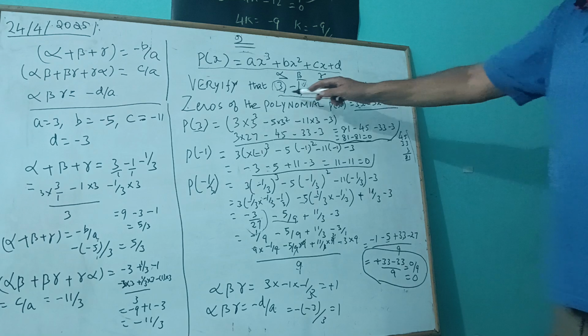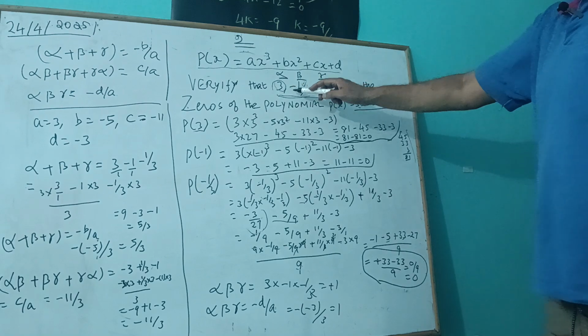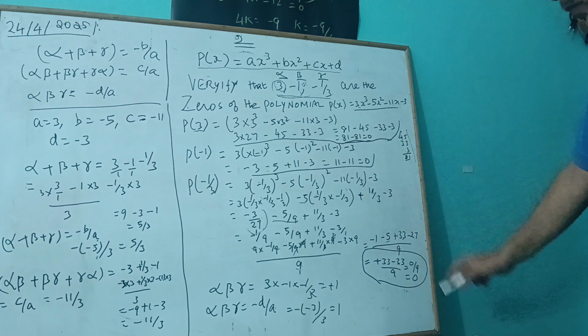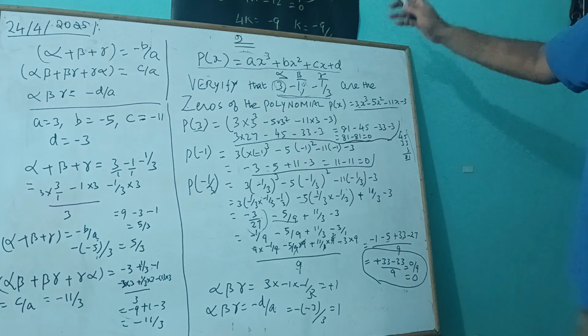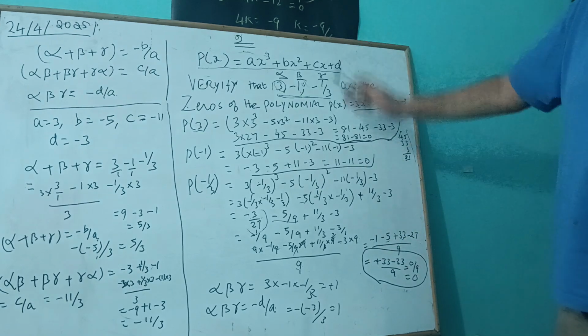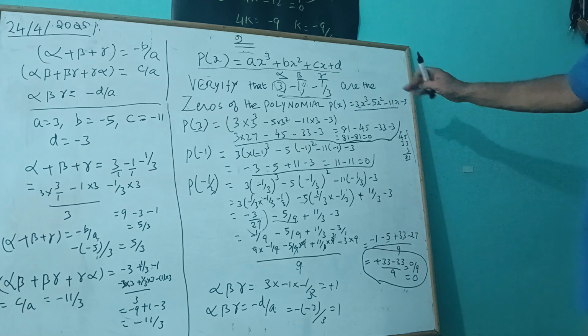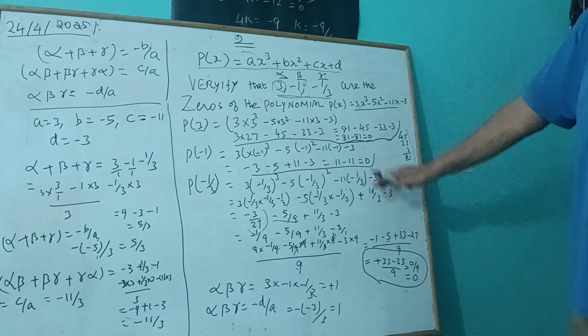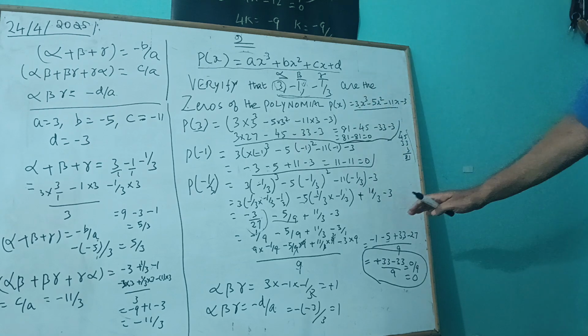So for all the 3 zeros, that is 3, minus 1 and minus 3, we have proved. We have substituted all the x values in the equation, and in all the cases the equation becomes 0. So this is how to solve this problem.